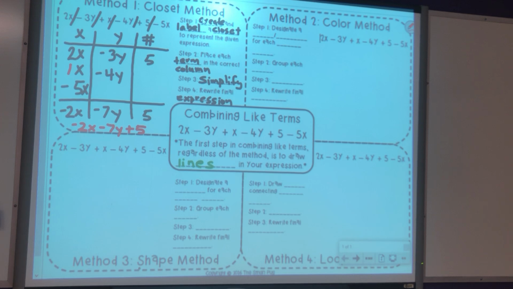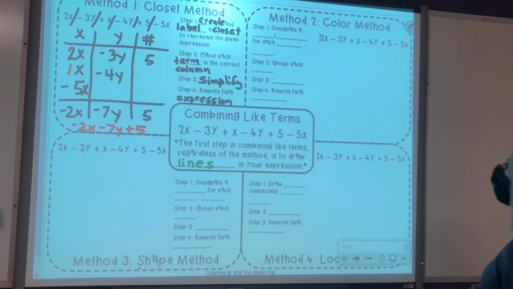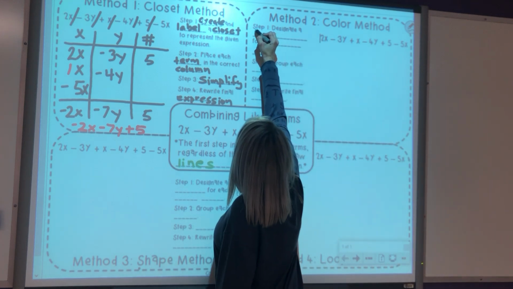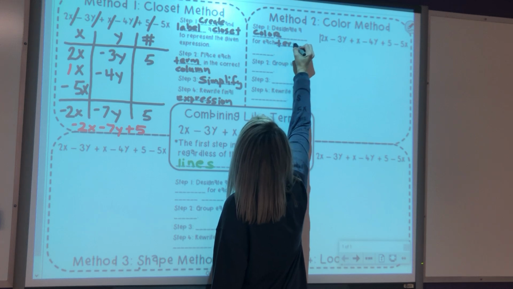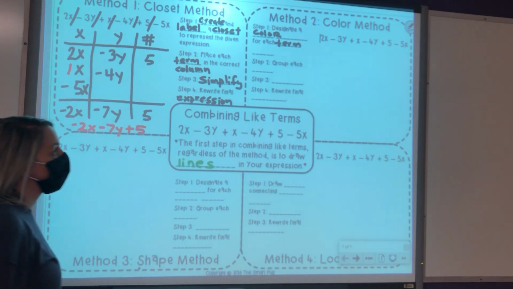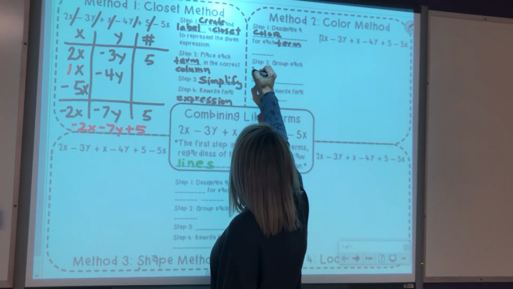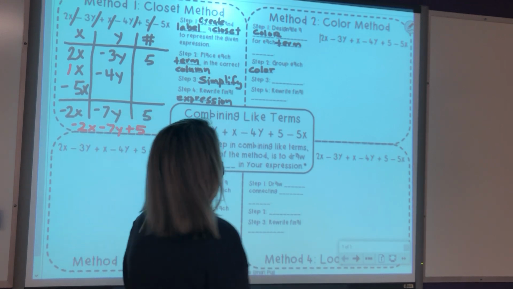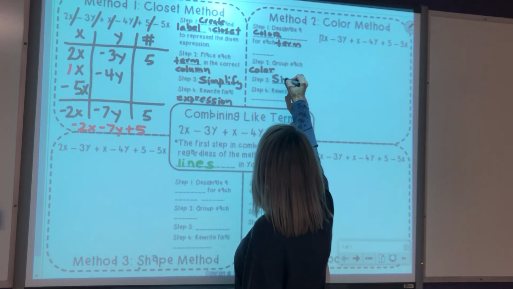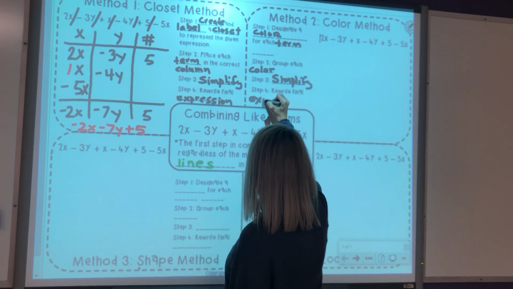Okay, good. All right, so now we have the color method. Designate a color for each term. We're going to group each color. We're going to simplify. And then rewrite the final expression.